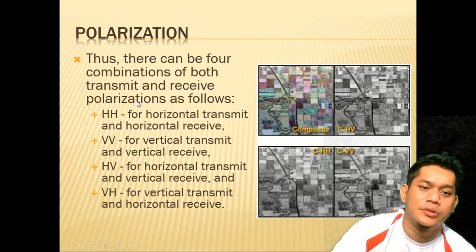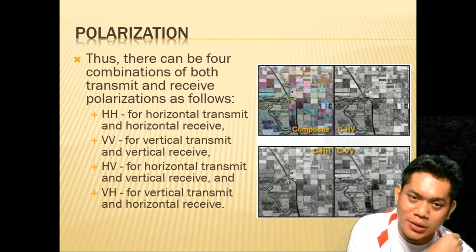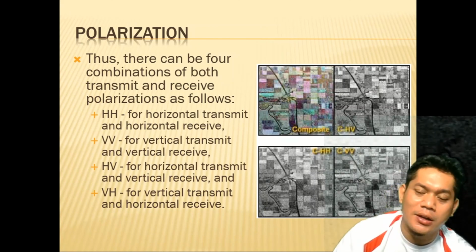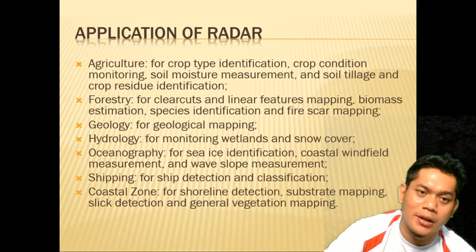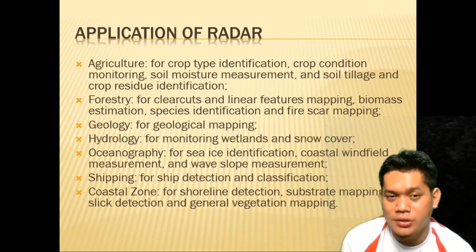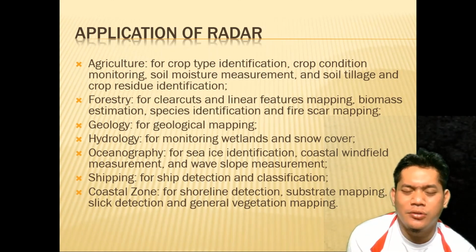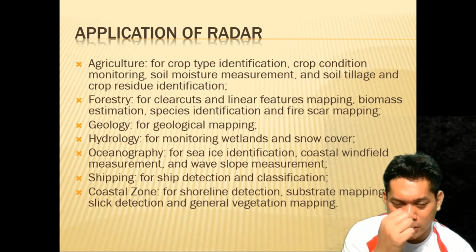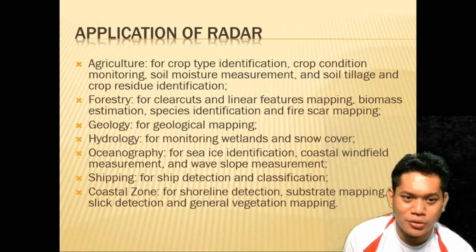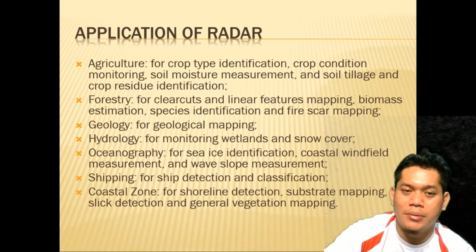So by combining those polarizations, we can have composite data to give more and better information on the radar reflections. The applications of radar are good for agriculture, most of the time good for forestry, and also some geology and oceanography applications. Okay, so that's all for the environmental observation platforms. Thank you very much.